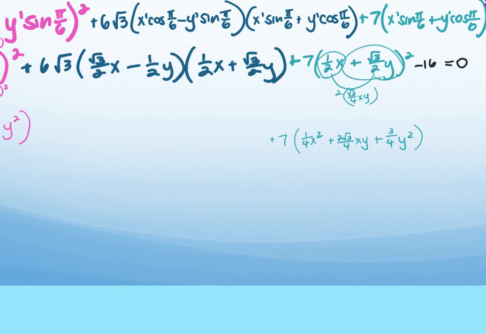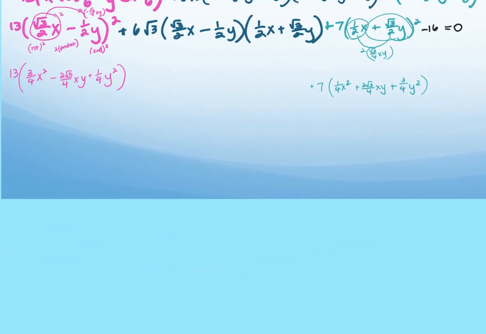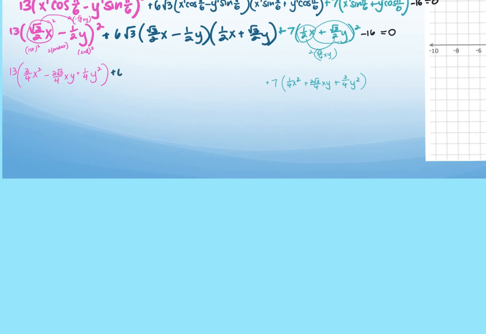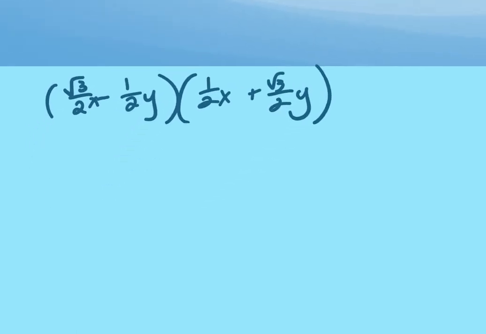Middle term is not going to result in the difference of two squares. It's not one of those, which means we just get to FOIL it out. Yep. So much fun, guys. So plus 6 root 3 is still going to stay in the front, and then I'm going to come over here and I'm going to FOIL this out. Root 3 over 2 x minus 1 half y times 1 half x plus root 3 over 2 y. And then I'm going to FOIL it out.